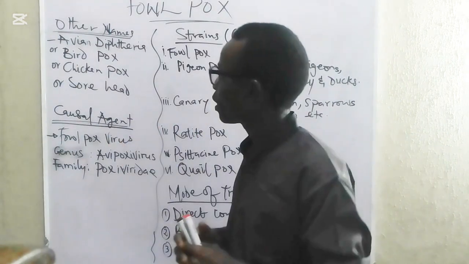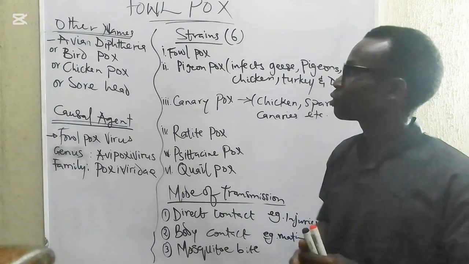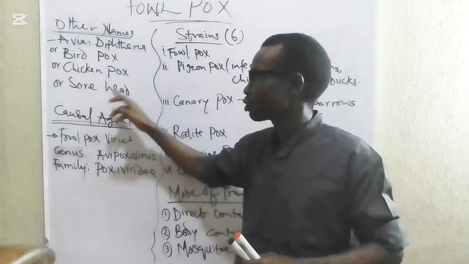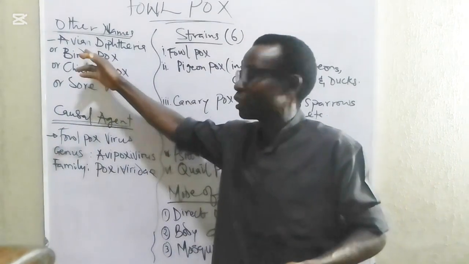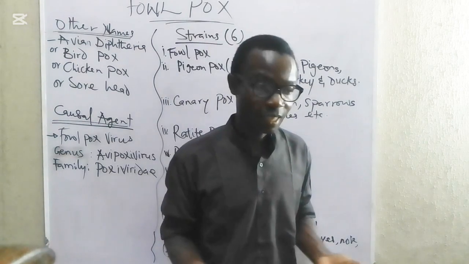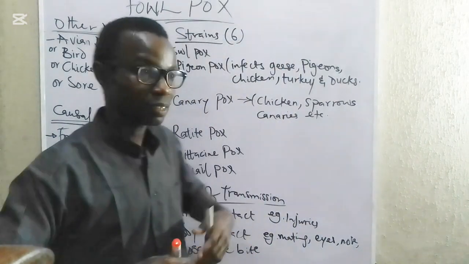Now this one you have avian diphtheria, that is also another name for fowl pox: avian diphtheria, bird pox, chicken pox, sore head. Taking them one by one. Why is the name called avian? I told you what avian means. It has to do with aves, another scientific name for birds, because they have feathers.